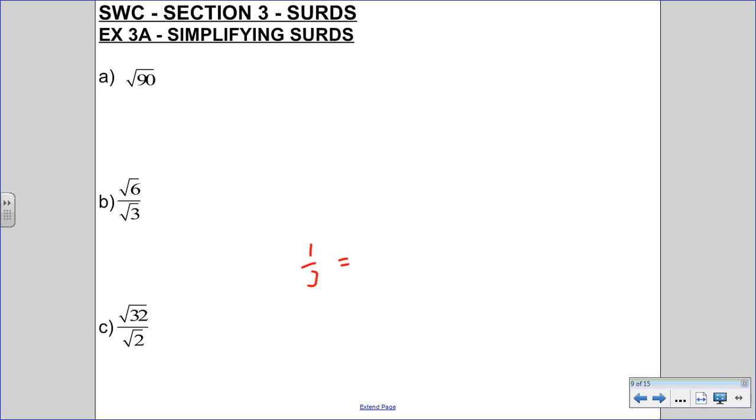So a third is the same as 0.3333. It's predictable, isn't it? So that's 0.3 recurring, whereas root 2, you'll never be able to do that. So that's what a surd is. So at the moment, root 90 is not a surd, but we want to put it in surd form. To do that, this actually links with the a to the x to the y business.